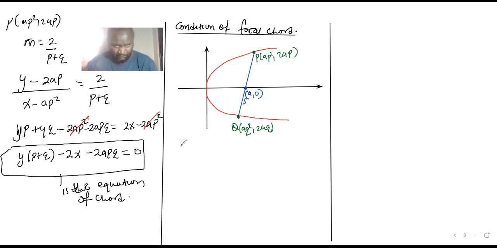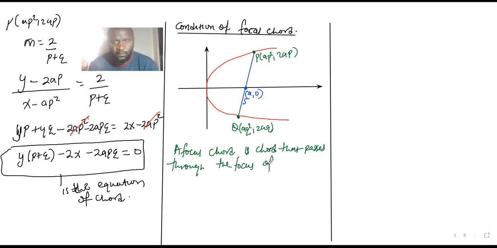So a focal chord is a chord that passes through the focus of the parabola.